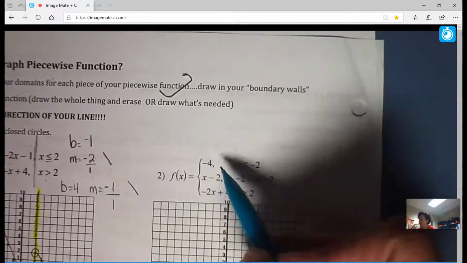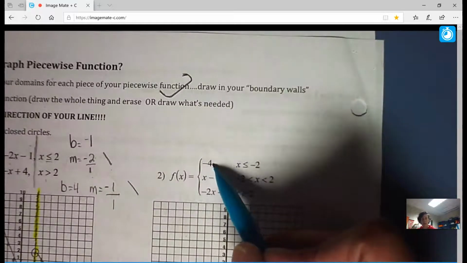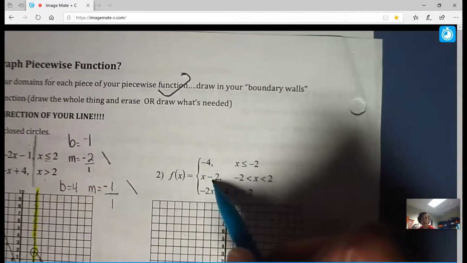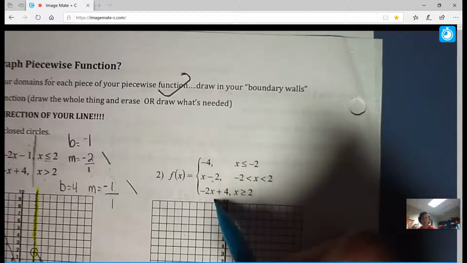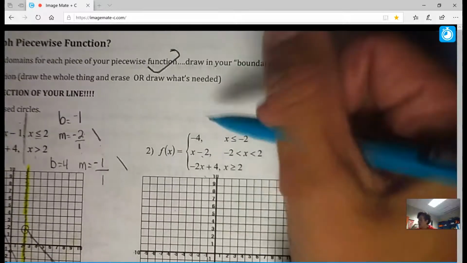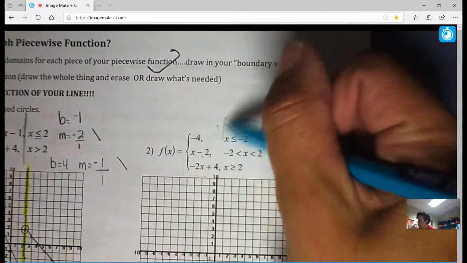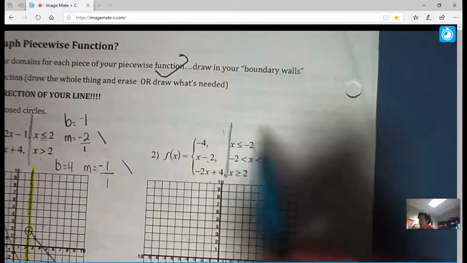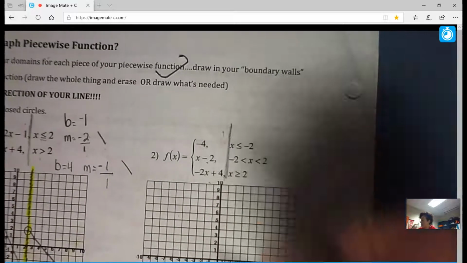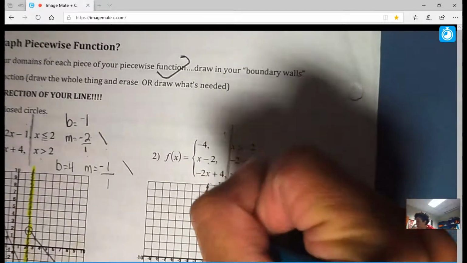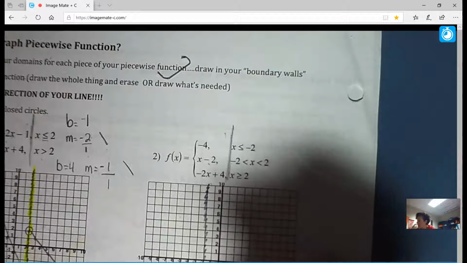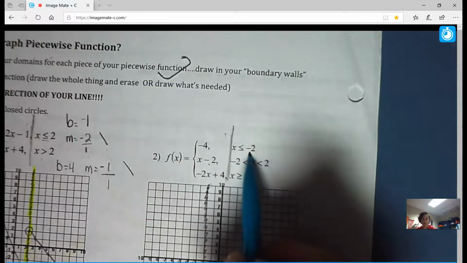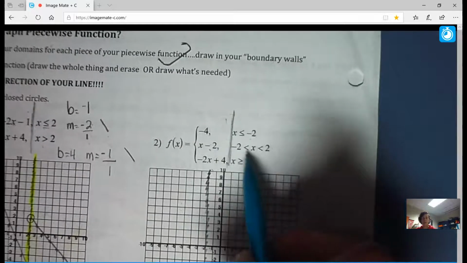So first, I'm going to have 3 lines, -4, x minus 2, and 2x plus 4. And I'm going to have 2 boundary walls. So again, let's just separate this out. I'm going to have a boundary wall at -2. So here goes my -2. So this will be graphed left of -2. This one will be graphed in between. That's what that means, -2 and 2.